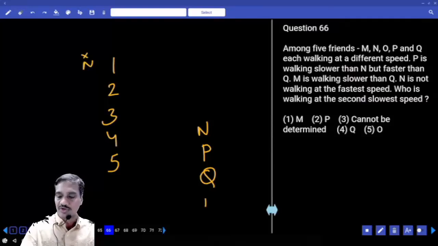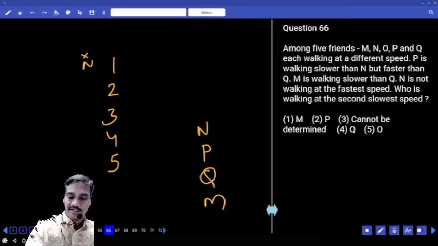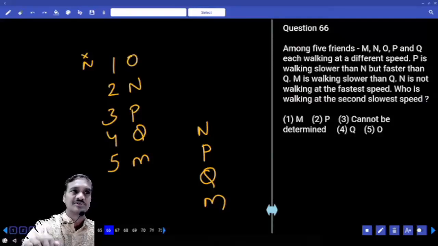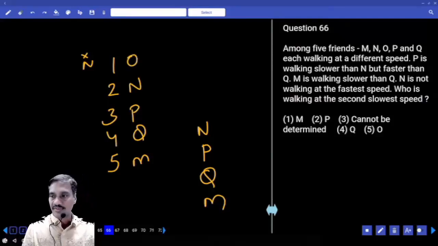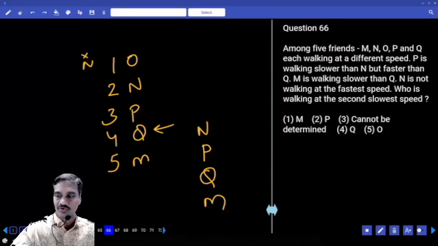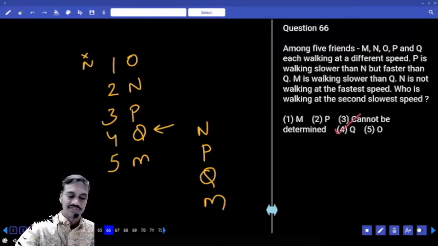M is walking slower than Q. Hence M must be here: M, Q, P and N. Because N cannot be at the first place, who is the person left over? O is the person left over. Then who is walking at the second lowest speed? Q. That is the choice for question number 66.